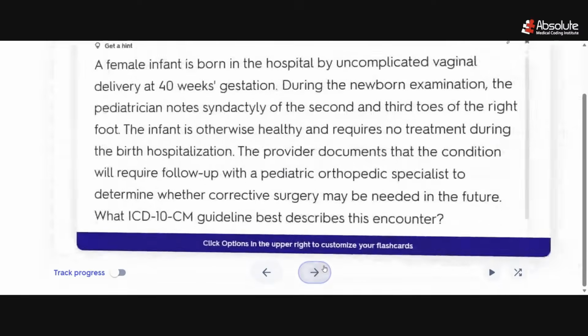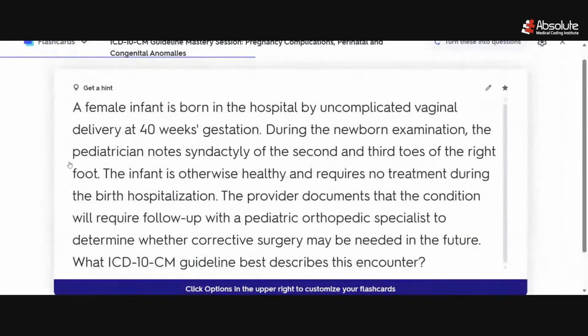Now we are going to move on to what ICD-10-CM guideline is going to best describe this encounter. This is going to be from our chapter 16. So this is going to be for our perinatal period, just to kind of narrow it down, because I know there are a lot of guidelines that come with what we're covering today. So again, I'll give you guys a little bit of time and then we will go over which guideline best fits this scenario.